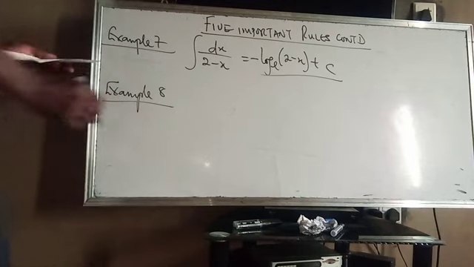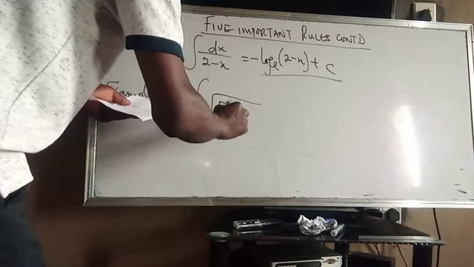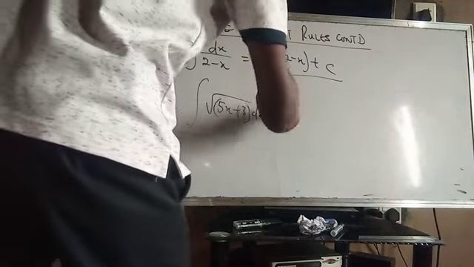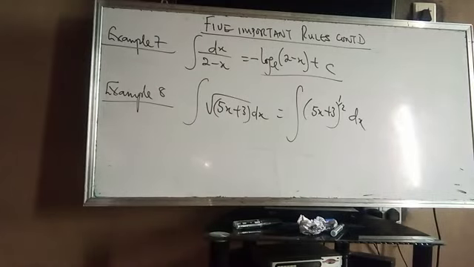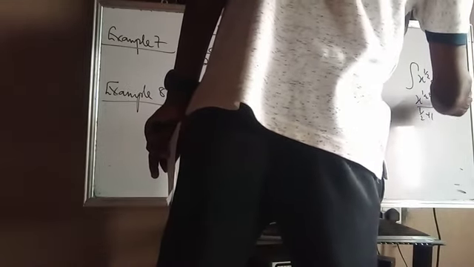Now, example 8. One more problem here. Integrate the square root of 5x plus 3 dx. Don't forget, this is the same thing as 5x plus 3 raised to the half dx. Do you agree with me? To solve this problem, don't stress yourself. It's just like integrating x raised to the half dx, which gives x raised to the half plus 1 all over half plus 1 plus c.